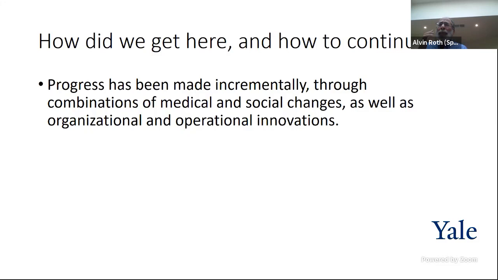So I want to tell you about a story that's quite common to market design problems, which is that the marketplace is not the whole world. The marketplace is a small part of a very big world. And so progress gets made incrementally through combinations of changes. There's medical and social changes, but also organizational and operational innovation. The operational innovations are, in some sense, the ones I want to emphasize today, but I can't tell you the story without telling you about some of the medical and social and organizational changes as well.